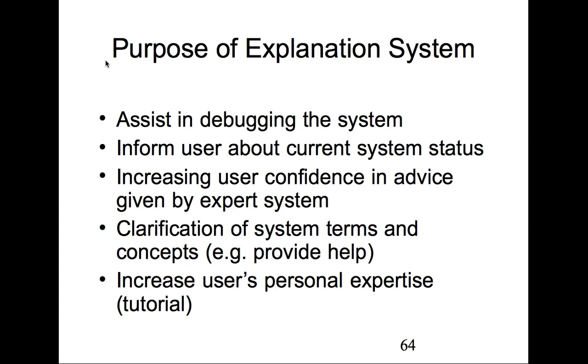So your artificial intelligence system can also justify by providing an explanation for why it made a choice a certain way, and then you can use the explanation to improve the artificial intelligence expert system or to explain to the users of the system why it decided a certain way. So assisting in the debugging of the system also informs the user about current system status. Well, the current system is working on values that were long time ago. It's not working on today's value.